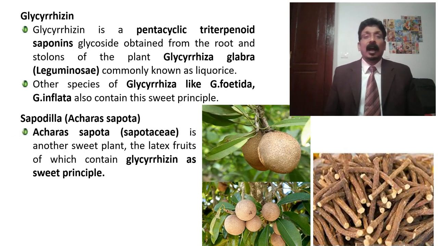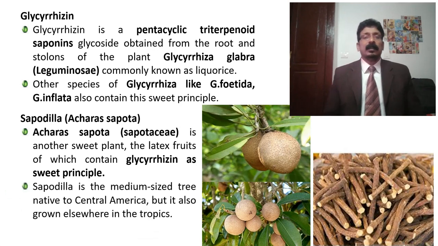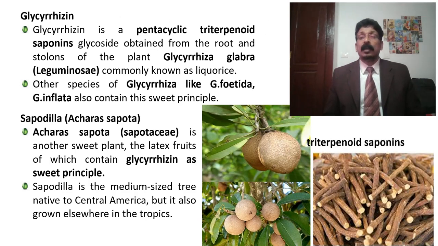Achras sapota, Sapotaceae, is another sweet plant, the latex fruit of which contains glycyrrhizin as sweet principle. Sapodilla is a medium size tree native to Central America, but it is also grown elsewhere in the tropics. They are triterpene saponins.